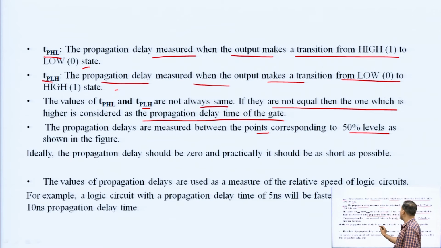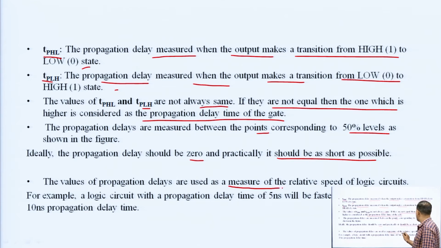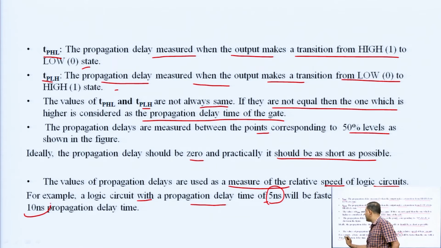Ideally the propagation delay should be 0, and practically it should be as short as possible. The values of propagation delays are used as a measure of the relative speed of logic circuits. For example, a logic circuit with a propagation delay of 5 nanoseconds will be faster than one with a propagation delay of 10 nanoseconds. So, propagation delay should be as low as possible. Ideally, there should be no propagation delay, but practically it should be as low as possible.